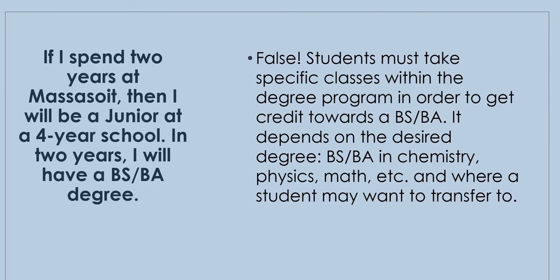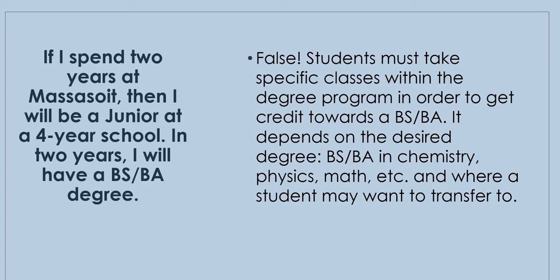Another statement: if I spend 2 years at Massasoit, then I will be a junior at a 4-year school. In 2 years after that, I'll have my bachelor's degree. That's not necessarily true. Students must take specific classes within the degree program at Massasoit in order to get credit towards a bachelor's degree. It depends on your degree. It depends on your transfer school, right? It depends on what you want to get. There's a difference between a BS and a BA.